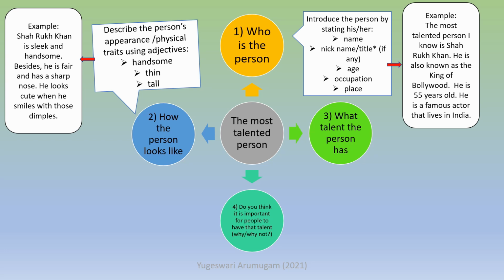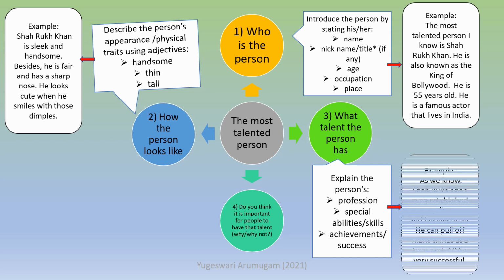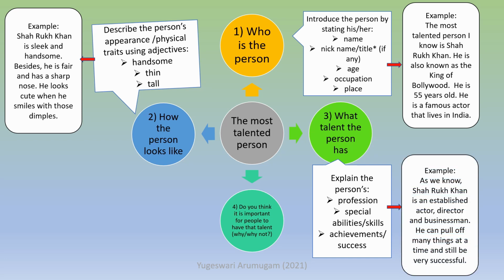Moving on. What talent the person has? You can explain the person's profession, special ability or skills, achievements or success. For instance, as we know, Shah Rukh Khan is an established actor, director and businessman. He can pull off many things at a time and still be very successful.